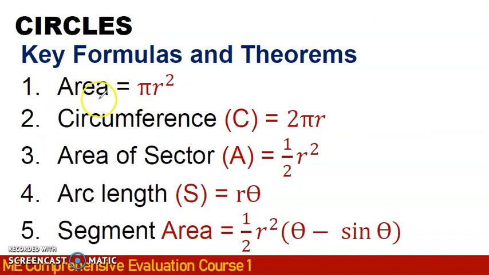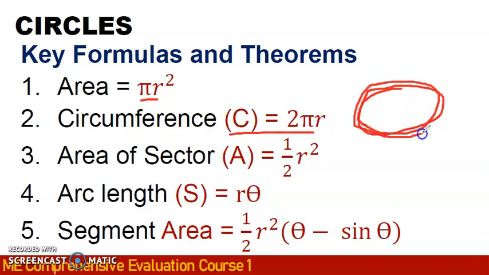For circles, the area of a circle is pi r squared. We also have the circumference, 2 pi r. Circumference is the length of the part that surrounds the center. So this is your circumference.